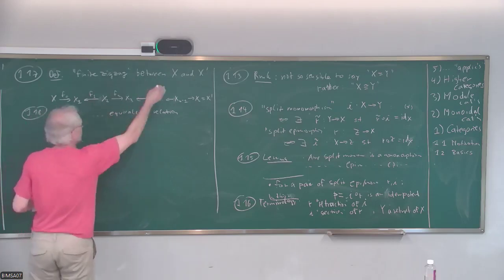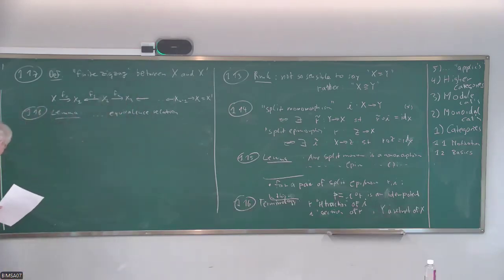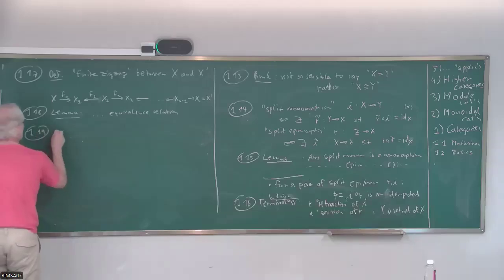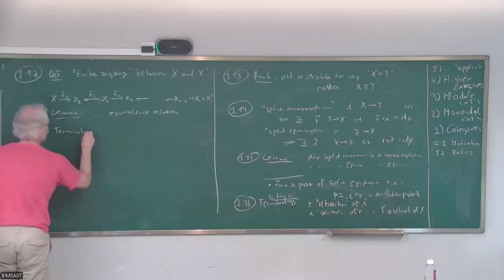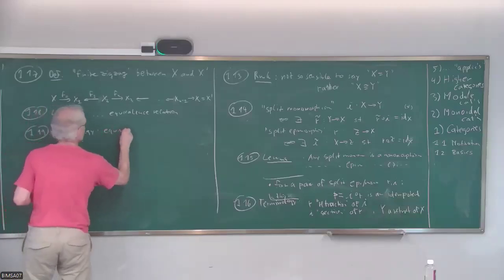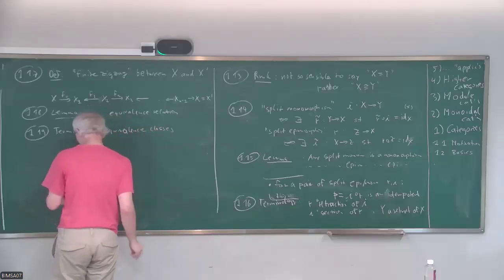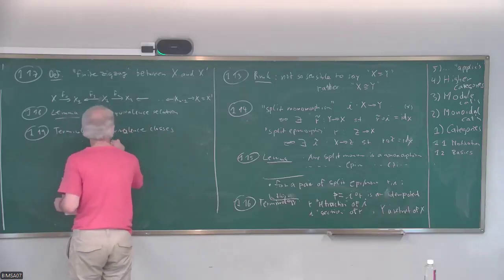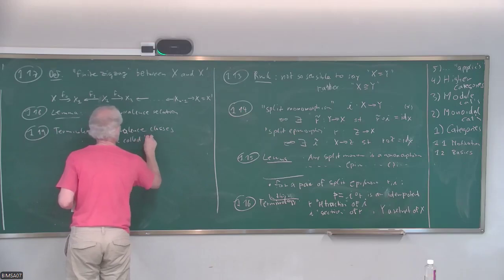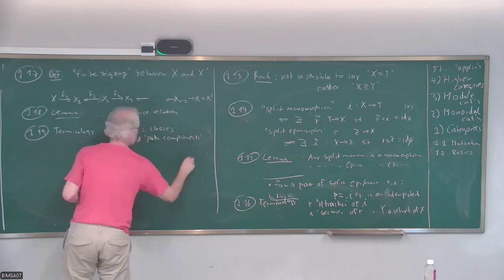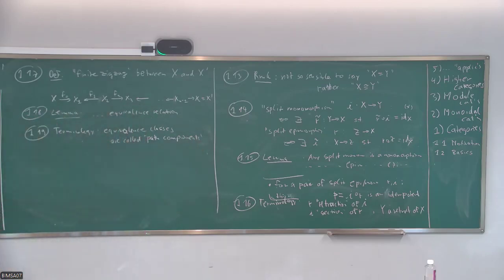And one says that X and X prime can be connected in C, and we call the equivalence classes path components. And the set of path components is often also denoted by pi 0 of C. I don't write that.